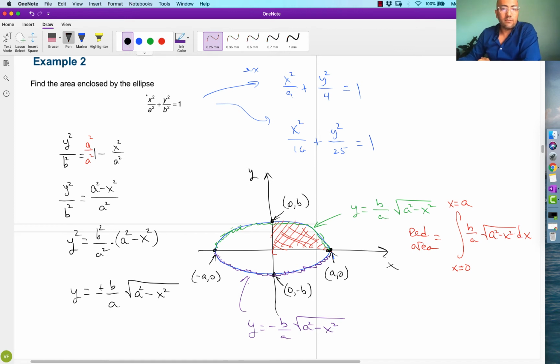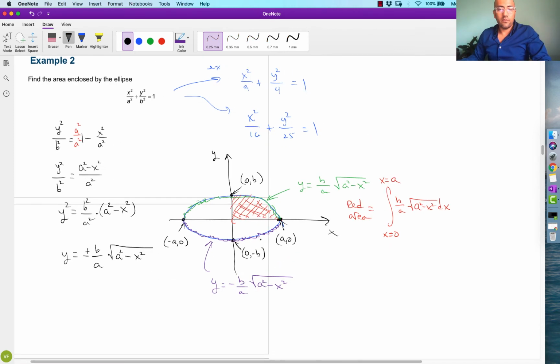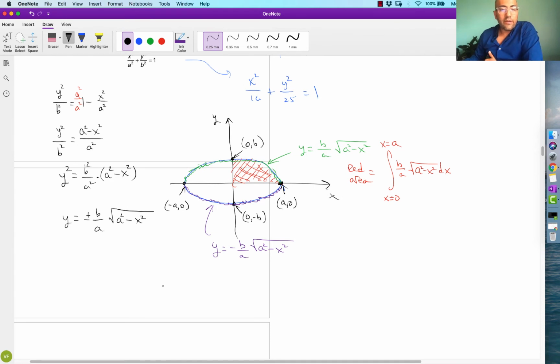Good, so now let's put that total area. Zoom that over here a little bit. So therefore the area of the total ellipse, the total area, is going to be equal to 4 times the integral as x ranges from 0 to a of b over a square root of a squared minus x squared dx.